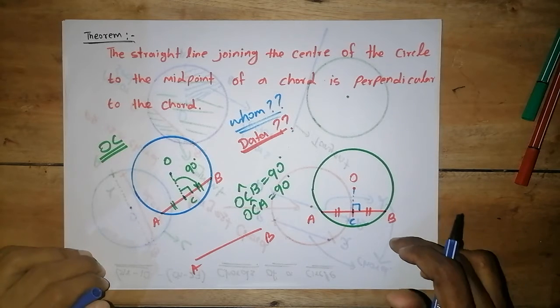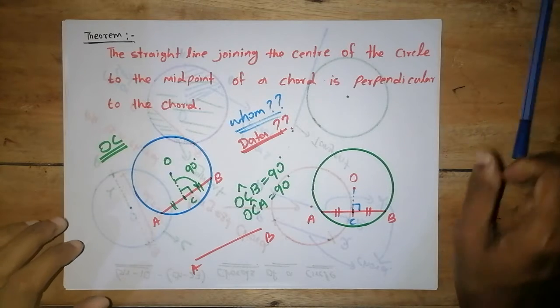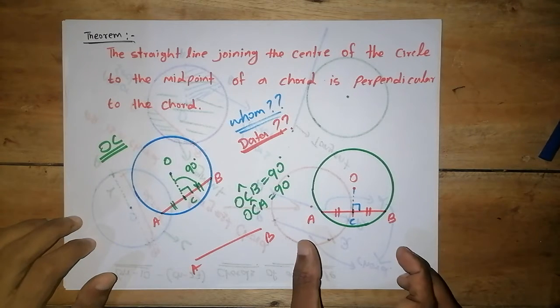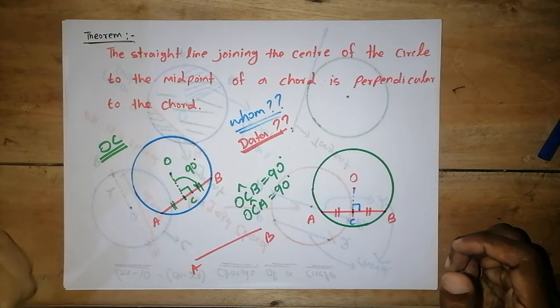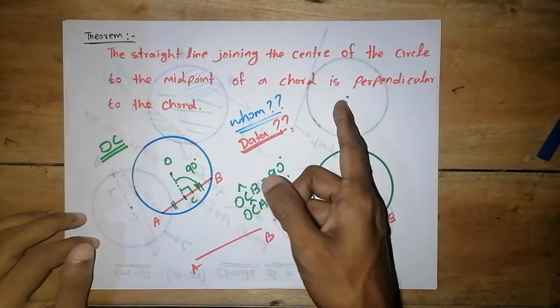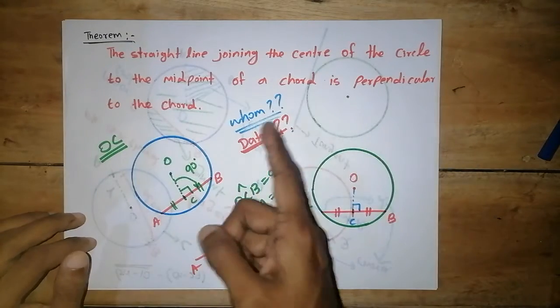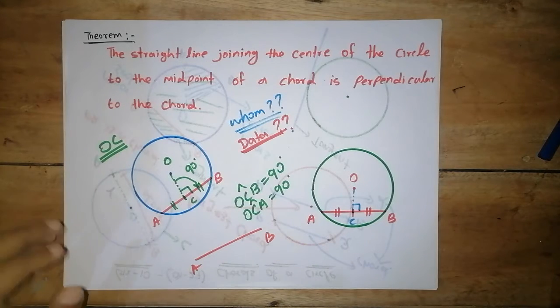It's always 90. That is the theorem, the relationship between the chord and the line joining the center of the circle and the midpoint of the chord. So that is the theorem. The straight line joining the center of the circle to the midpoint of the chord is perpendicular to the chord.